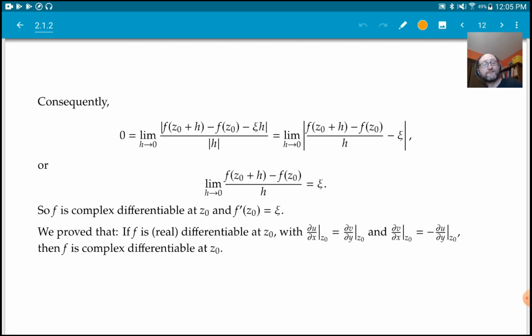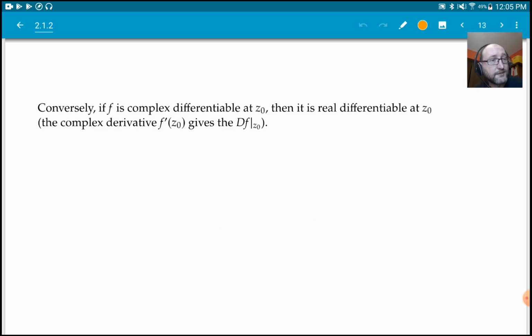So we proved that if f is real differentiable, so if there exists this matrix, and we satisfy these two equations, because everything is at a single point right now, then f is complex differentiable at that point, and the derivative is, of course, that number represented by the 2x2 matrix.